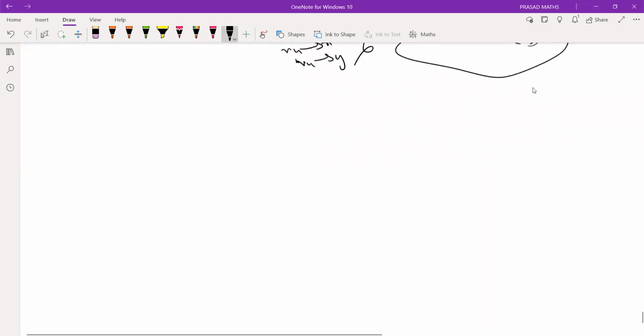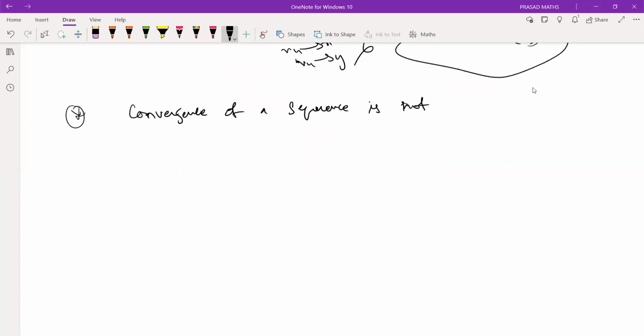Suppose metric property is not an inherent property. That means convergence of a sequence is not inherent.